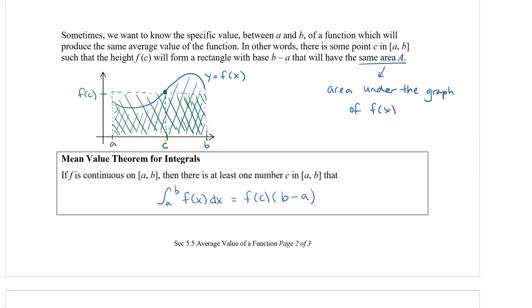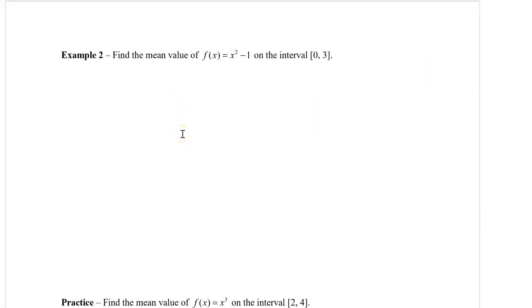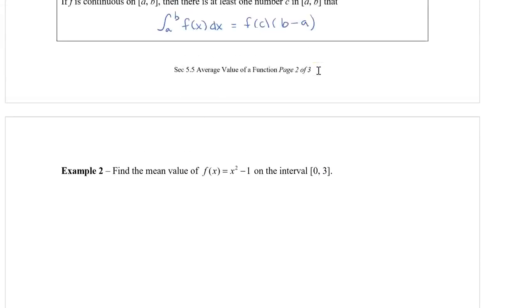So let's take a look at one example. Find the mean value of f of x equal to x squared minus 1 on the interval from 0 to 3. So using this formula from above, what we have is the integral from 0 to 3 of x squared minus 1 dx is equal to f of c times 3 minus 0. So integrating on the left, we get x cubed over 3 minus x. Integrating that from 0 to 3.